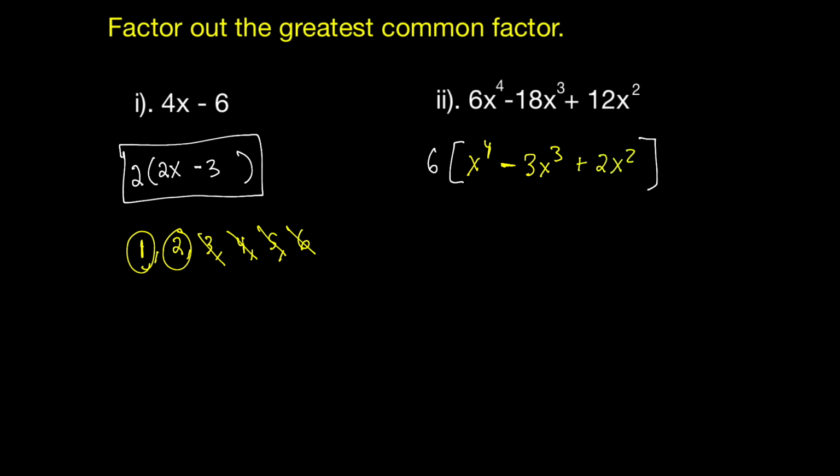Now, I want to point out that my terms still have another value in common. Notice that they all share an x, at least an x, right? Because now I have to look at the powers, and I'm going to grab the smallest power. Here, that's going to be x to the 2nd power. This tells me that I can factor out this x to the 2nd power as well. So now I'm going to bring x to the 2nd power along with the 6 outside of the parentheses. So I have 6x to the 2nd power.